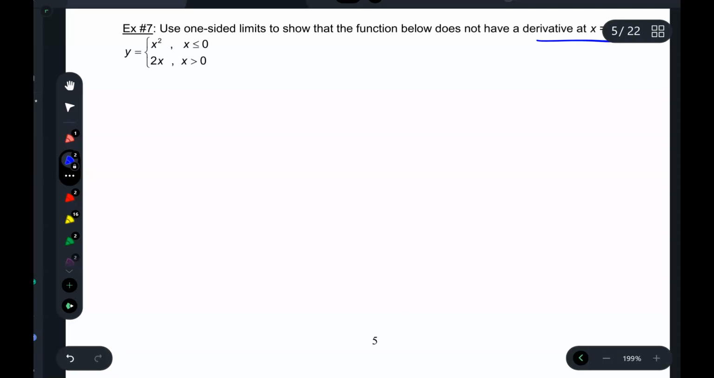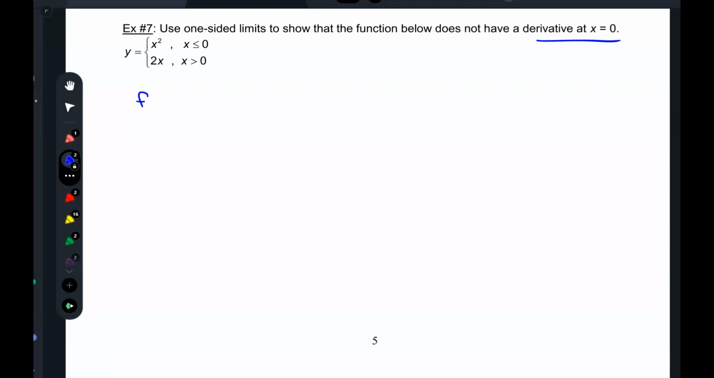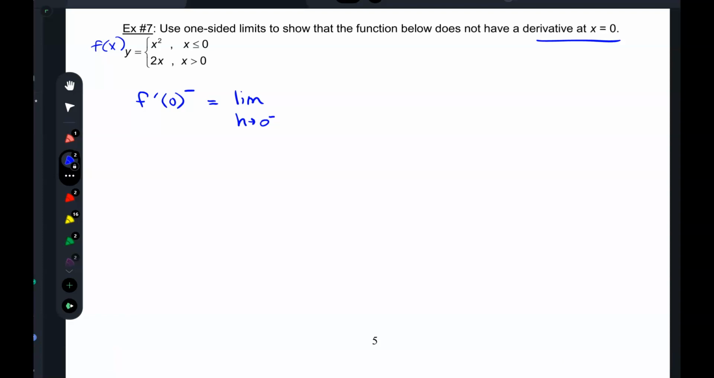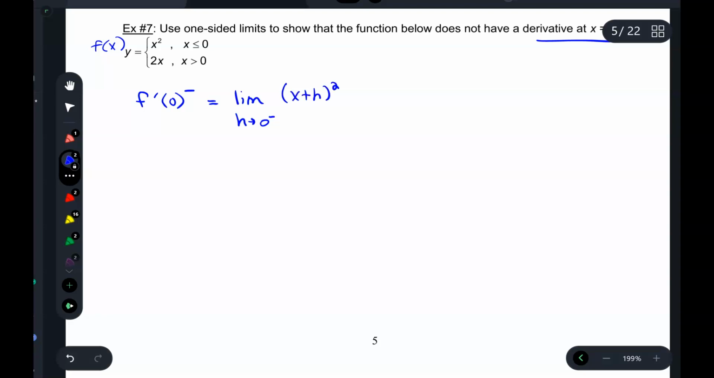Okay, let's do this. Let's show that it does not have a derivative at x equals 0. So here's what I'm going to do. I know it says y, but I'm going to use f of x so you can kind of see. So f prime of 0 from the left, so I'm going to put a little negative sign, is going to be the limit as h approaches 0 from the left of, going back to that formula, f of x plus h minus f of x. If I'm approaching it from the left, I'm plugging it into x squared. So that's going to be x plus h squared minus, anybody? x squared, all over h.